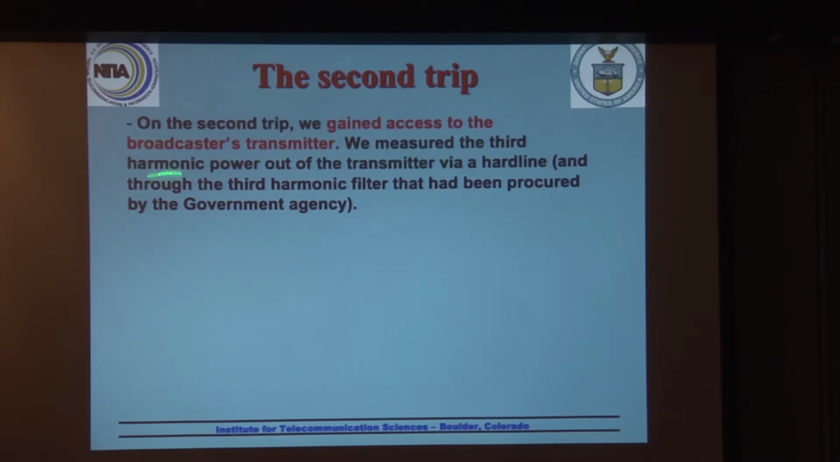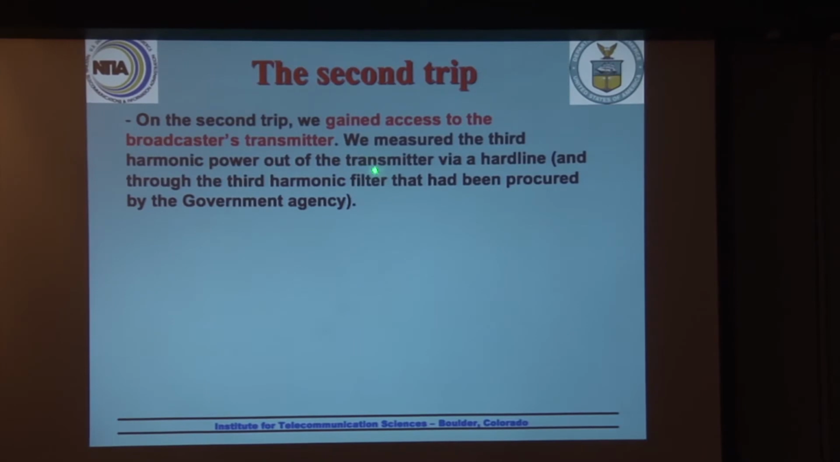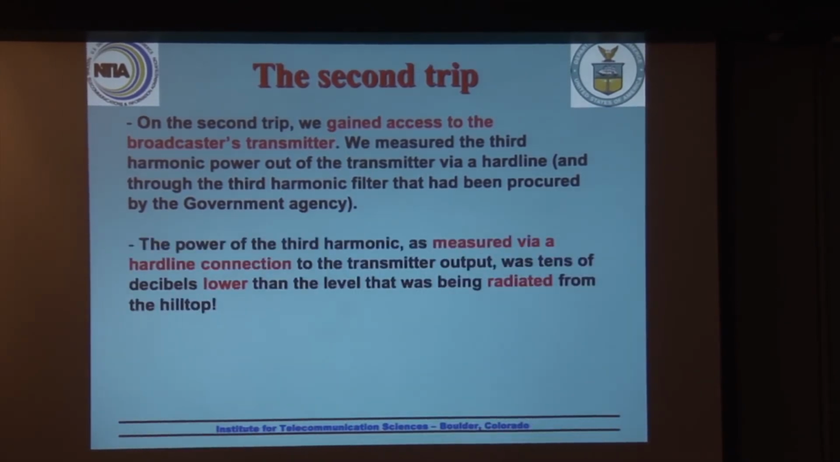We measured the third harmonic power coming out of the transmitter via a hard line right on its front end, not radiated, right on the hard line. We did that before the third harmonic filter that was inside the station and at the output of the third harmonic filter, kind of like what we had done in the case that I cited previously. Having done that, we were able to establish that the power coming out of the transmitter at that filter output was tens of dB lower in level than the power being radiated on the frequency of, as it turns out, the video carrier of the TV transmitter, radiated from the hilltop.